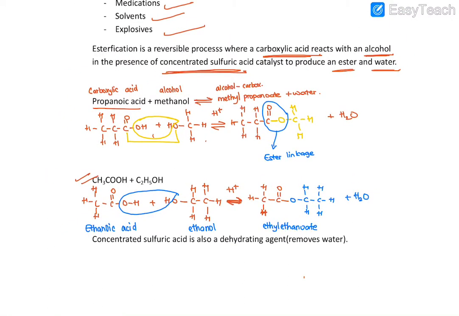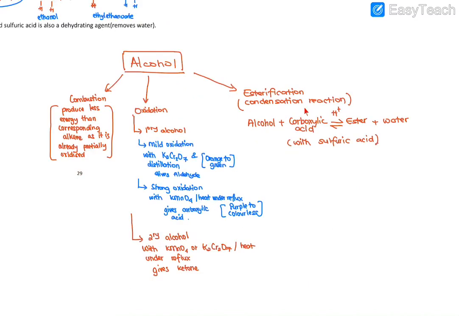So with this we end with alcohol's reactions. So this is a recap of the reactions of alcohol. They undergo combustion, they undergo oxidation. Primary alcohol will give you aldehyde or carboxylic acid depending on the oxidizing agent and conditions that you're using. Secondary alcohol will give you a ketone, but you have to heat under reflux. And you also have the esterification reaction where the alcohol reacts with the carboxylic acid to produce ester and water. This is a reversible reaction in the presence of sulfuric acid.